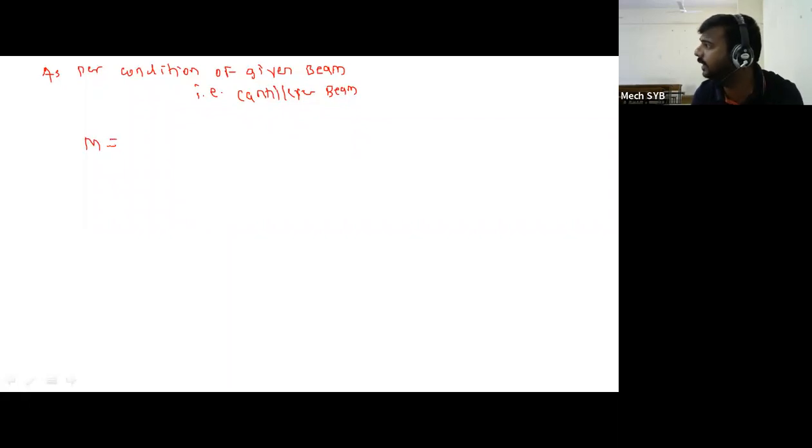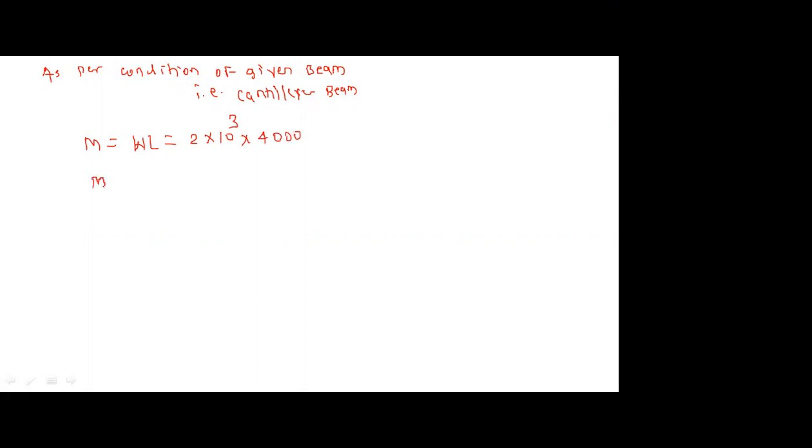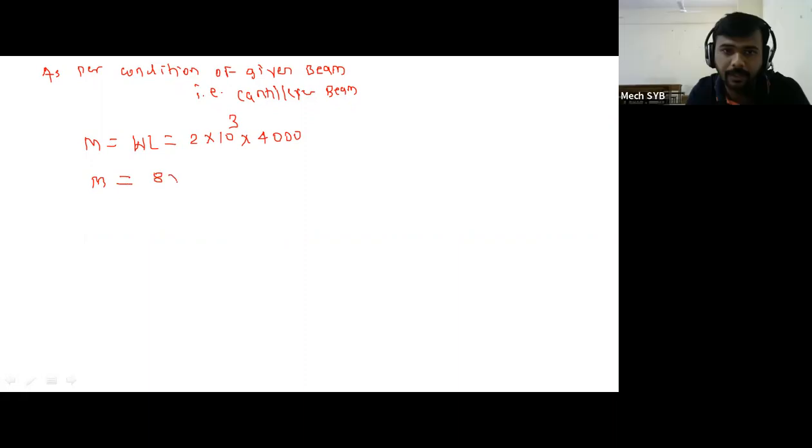So this is under the standard case: cantilever beam with point load at the free end. What will be the M formula? It is given to you. M is equal to W into L. So what is the W value? 2 into 10 raised to 3. What is the length? 4000. So what will be the M answer? 8 into 10 raised to 6 Newton mm.